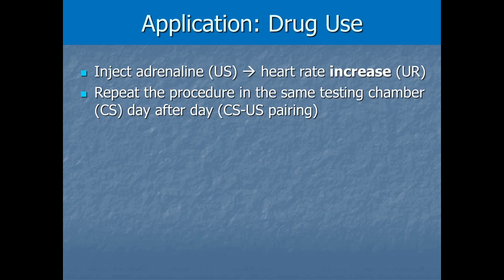So eventually, when you put the rat in the testing chamber, you get a conditioned response, even before you inject any adrenaline, or even if you don't inject adrenaline that day. That shows us that the chamber itself has become a CS. Now remember, the conditioned response, the thing we've trained for the CS, is not always the same behavior as the unconditioned response. So when we inject adrenaline, the heart rate goes up, but simply putting the rat in the chamber doesn't necessarily increase its heart rate in the same way. It doesn't necessarily have the same behavioral consequences.